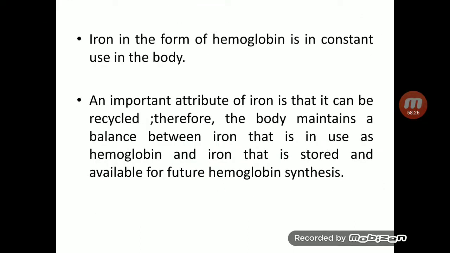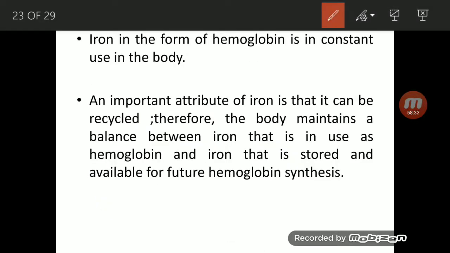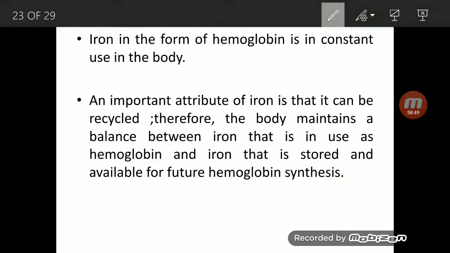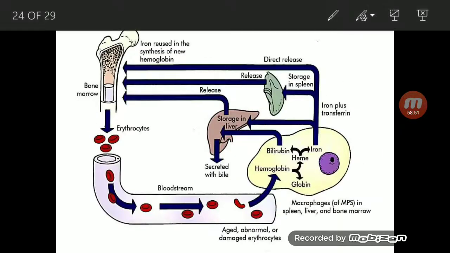Okay, iron in the form of hemoglobin is constant. I told you, in this case an important attribute of iron is that it can be recycled. Because of this recycling, your body can balance between the iron that is in use as hemoglobin and iron that is stored and is available for future hemoglobin synthesis as well. So there is storage and it is always recycled.